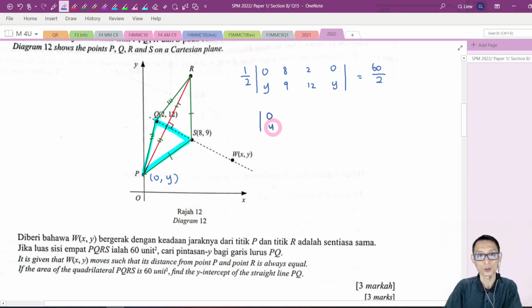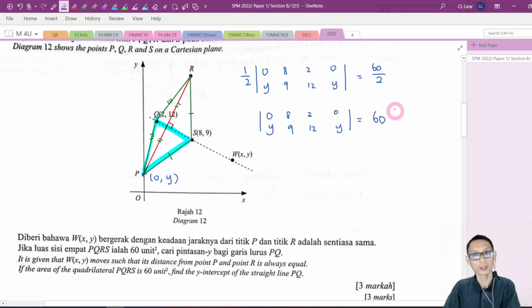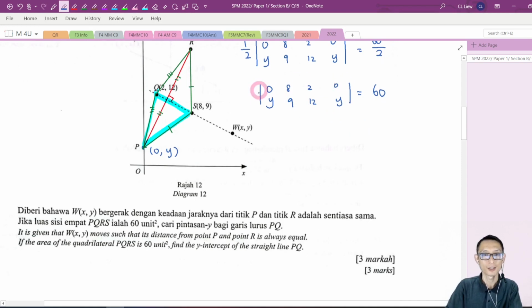Modulus of 0, y, 8, 9, 2, 12, 0, y. Okay, is equal to 60 over 2, which is actually 30. 30 times 2, you will get 60. Okay, let me calculate again. Okay, correct. Now, so how do we do this part?